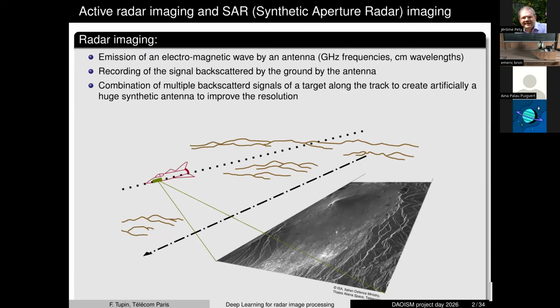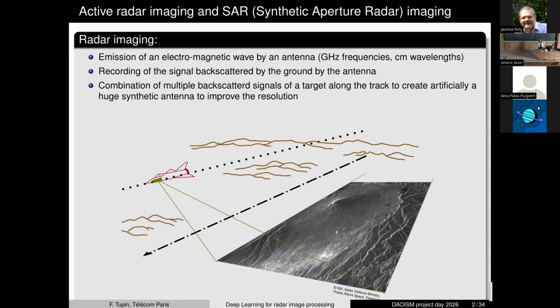So a brief introduction about radar imaging. So it's to have some information about the Earth. So typically you have a sensor which is on a plane or on a satellite, and you are emitting some electromagnetic wave in the hyper frequency domain. And then you record the backscattered signal that will give you some information about the different elements that you have on the ground.